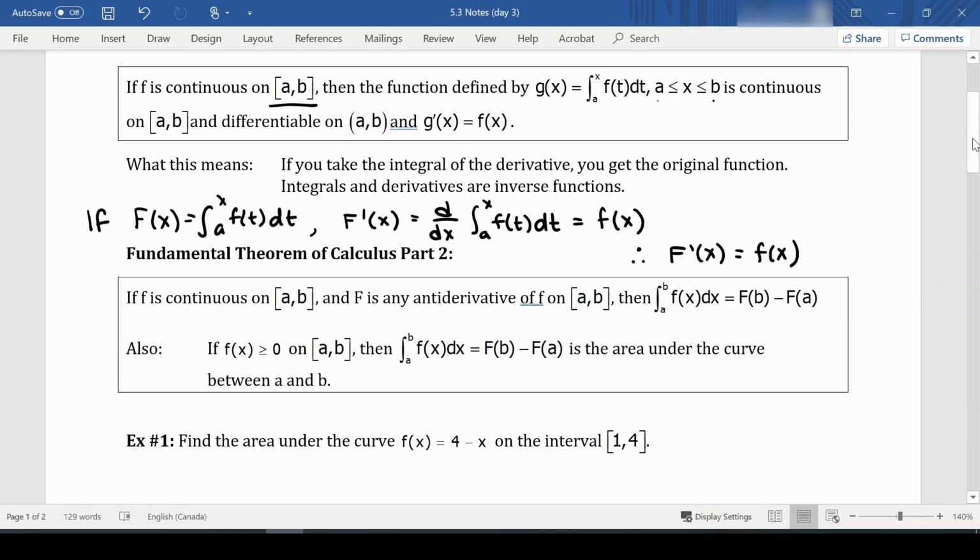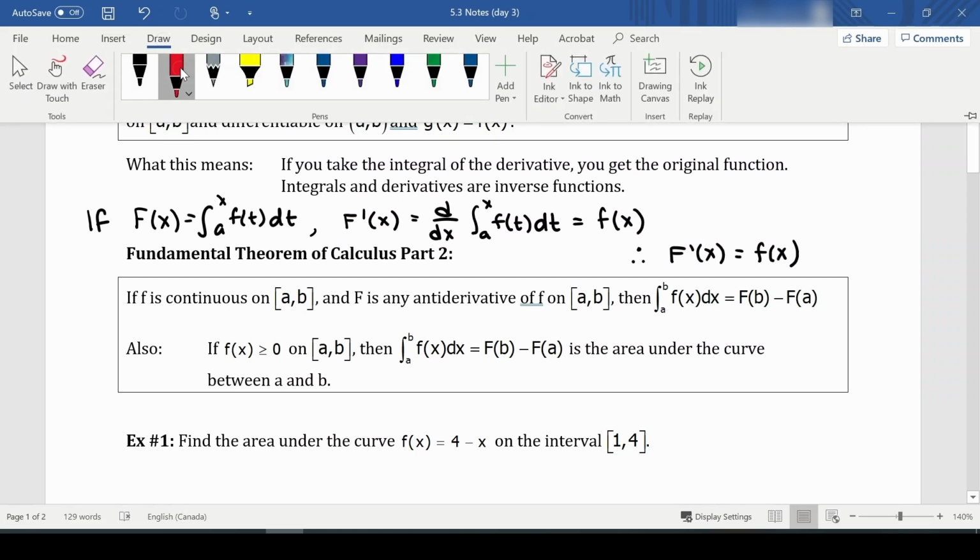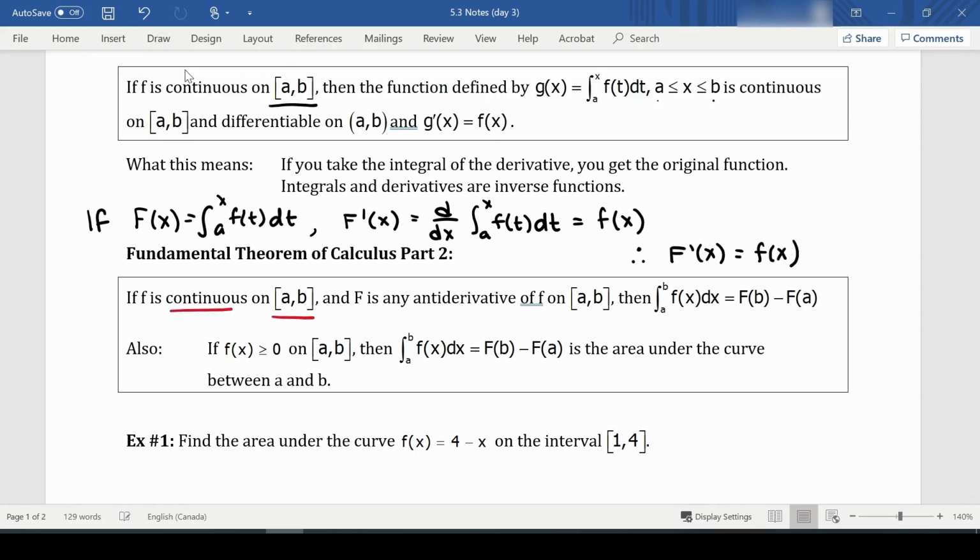The second part says that if f is continuous on a closed interval a to b, and big F is any antiderivative of little f on that interval a to b, then the integral from a to b of little f is equal to big F of b minus big F of a. In other words, the integral from a to b of some function is equal to the antiderivative of that function evaluated at the upper limit minus the antiderivative of that function evaluated at the lower limit.